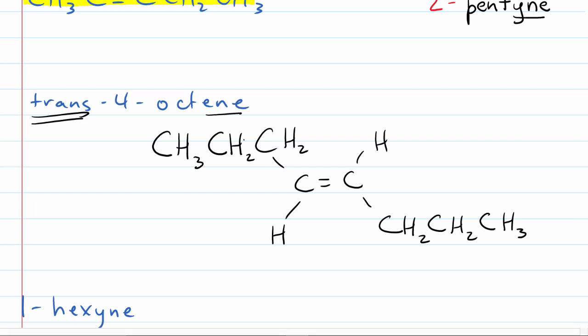Always a good check when you write out a structure like this is to count the number of carbons and hydrogens. How many carbons are there in here? 8. There's 8. Because it is an alkene, the number of hydrogens in this should be 16, because an alkene has twice the number of hydrogens as it has carbons.